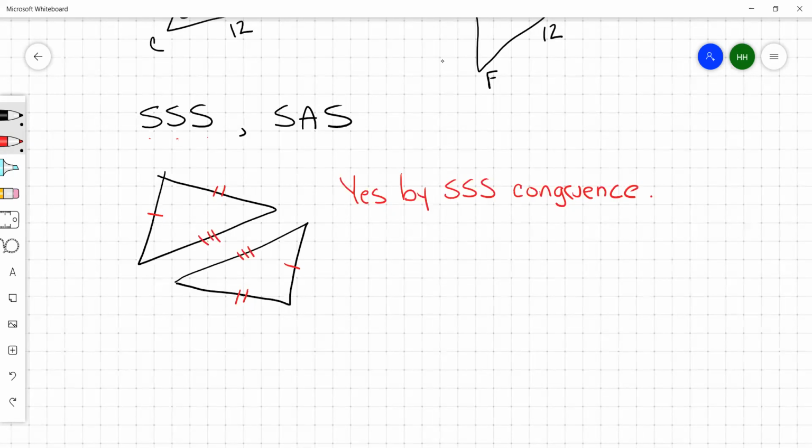See how you answer that question? Not with just a yeah, they got tick marks. Yes, they're congruent by side, side, side congruence. You have to give the reason. You got to be a little more descriptive. Okay? What about these two?